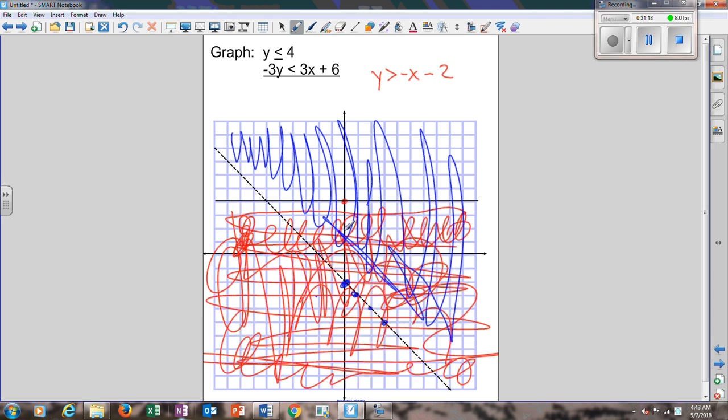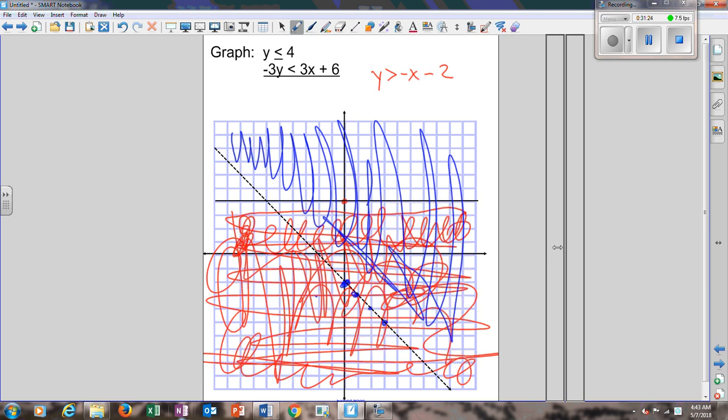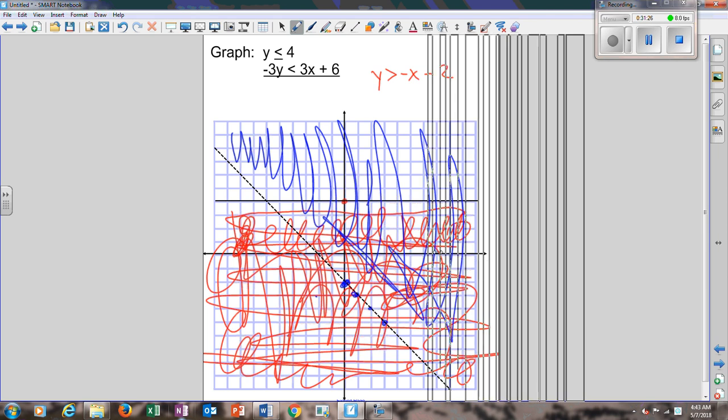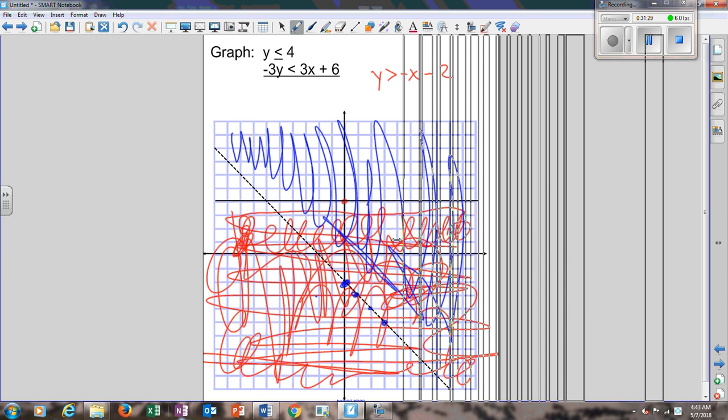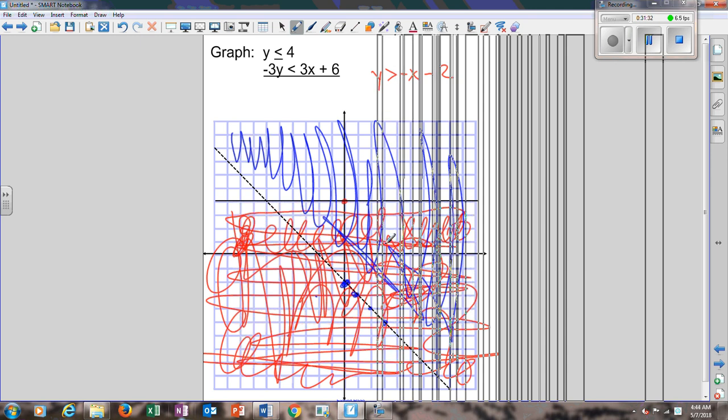Okay, the area where these two meet would be, what it's doing right now, I have no idea. This is impressive. Would be this section right in here. It's below the line. Wow. This is wonderful. So it's going to be below the 4 line and above this other line.